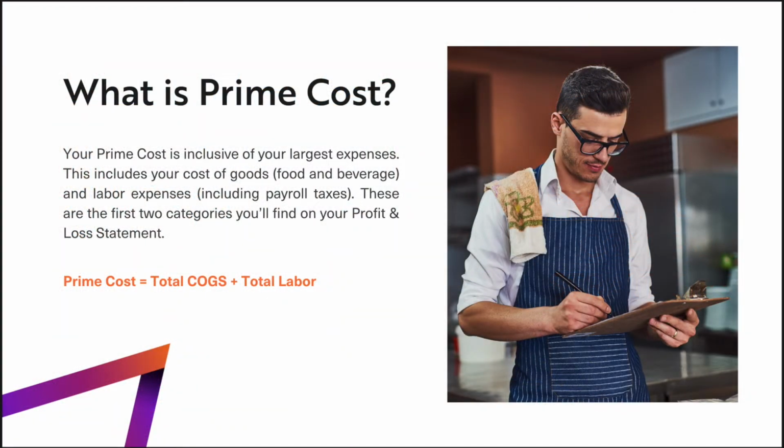Some of you might be asking, what is prime costs? Your prime costs is inclusive of your largest expenses. This includes your cost of goods, your food and beverage, and labor expenses, including payroll taxes. These are the first two categories you're going to find on your restaurant's profit and loss statement. Prime costs can be calculated with the following formula. Total cost of goods plus total labor is going to give you prime costs.